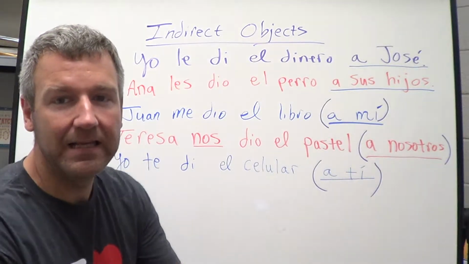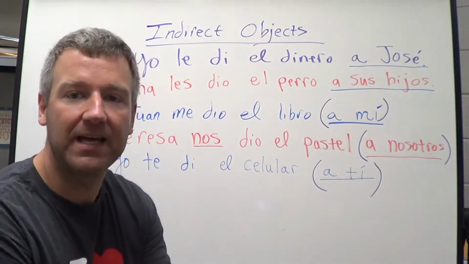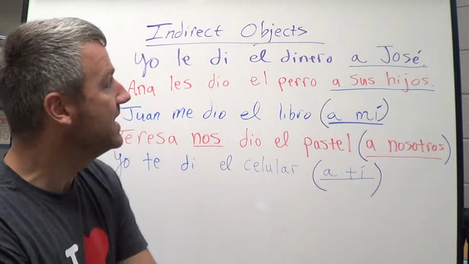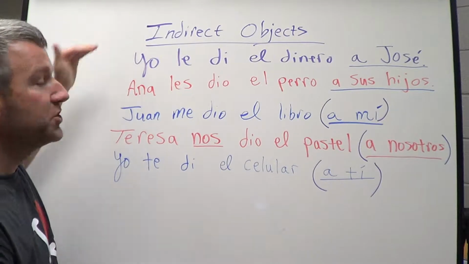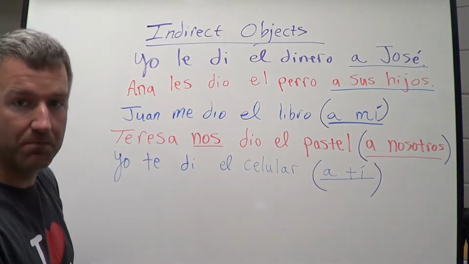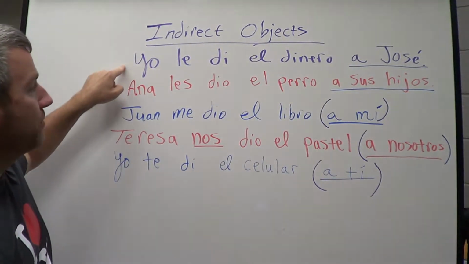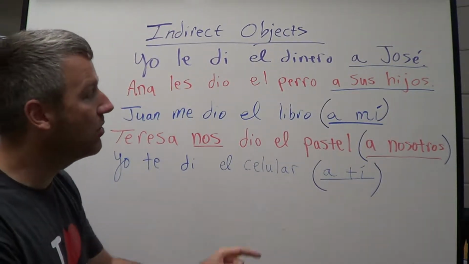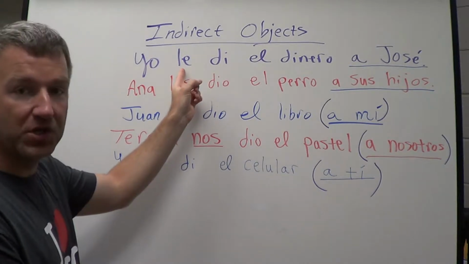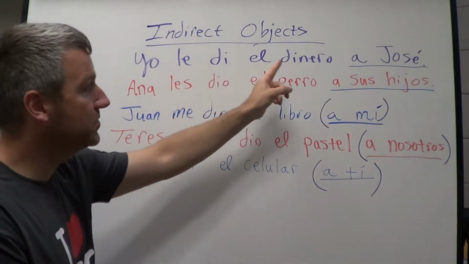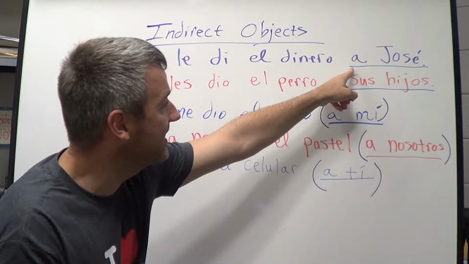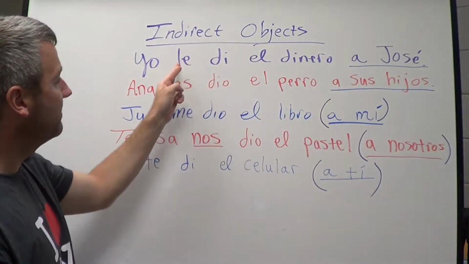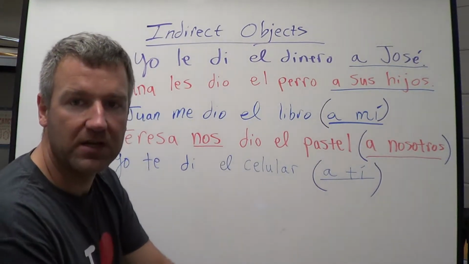And it might make it a little bit easier when you're dealing with le and les, the third person singular and the third person plural. So when you look at your indirect objects, if you remember in this example, yo le di el dinero a Jose. You recall that the le refers to whom? Refers to Jose, right? So at the end we use a Jose to refer back to le, so it's clear who we're talking about.